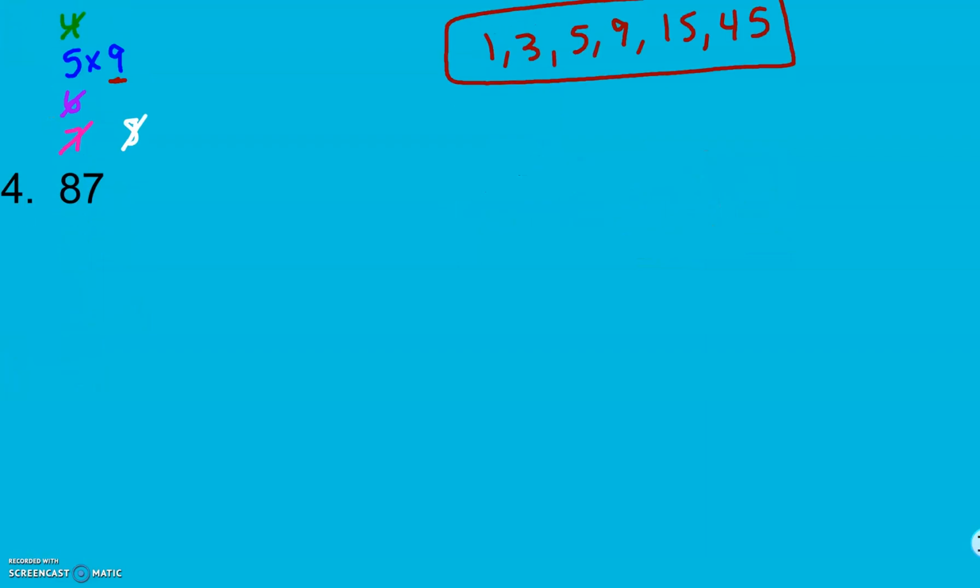Try 87. 87 divided by 1 is 87, so 1 and 87 are factors.